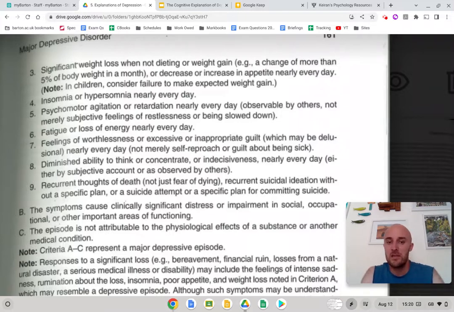Diminished ability to think or concentrate nearly every day. The last one is not necessarily guaranteed in any depressive symptom, but is obviously recurrent thoughts of death and recurrent suicidal ideation, or thinking about suicide or even planning one. So those are your 9 symptoms. For you to be diagnosed with depression, you need to have 5 of those 9.